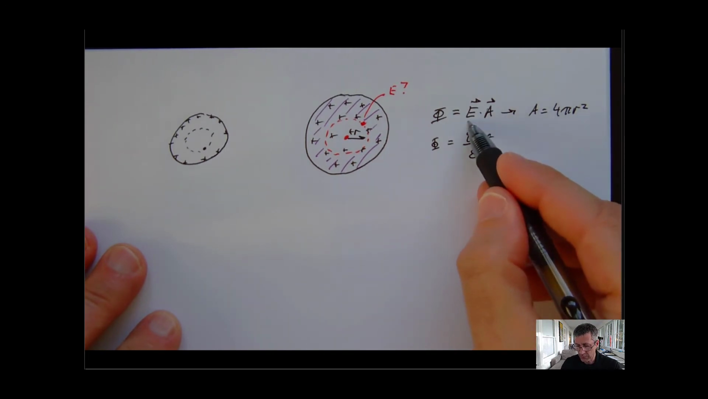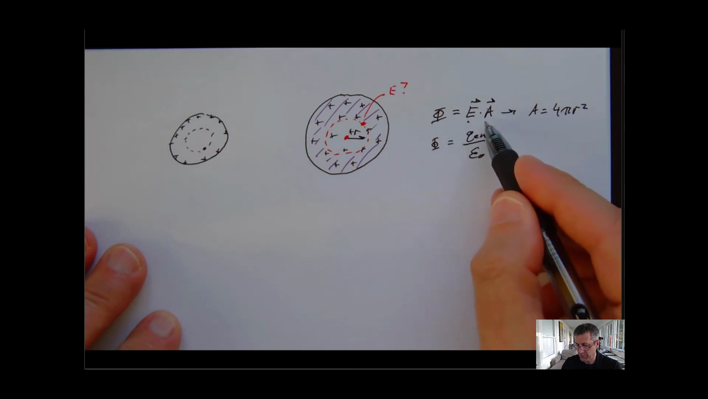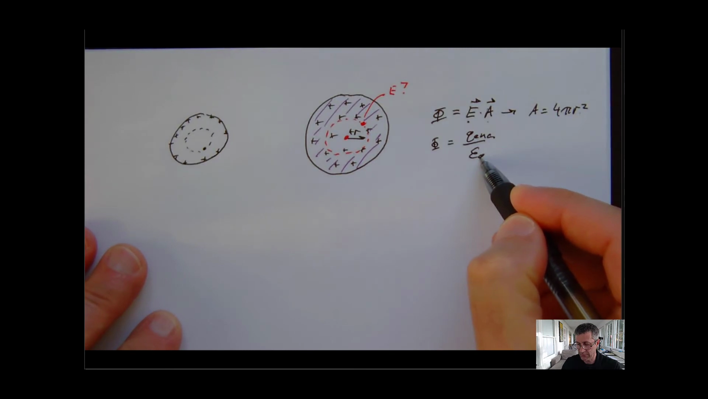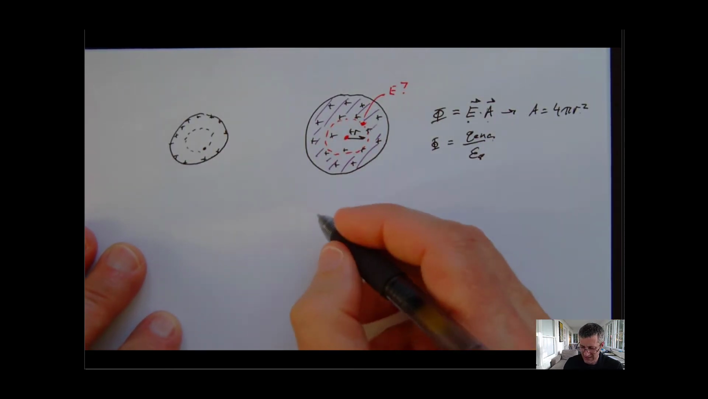That's good. So I'm looking for the electric field. I have the area, so I need to figure out Q enclosed, and then I'll have enough to set these equal and solve for that. So the charge is the tricky one.